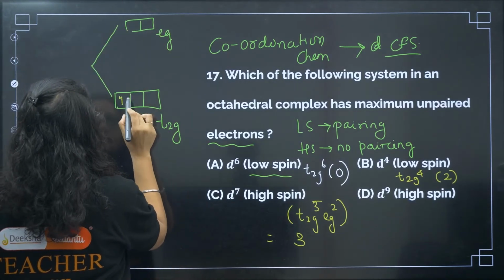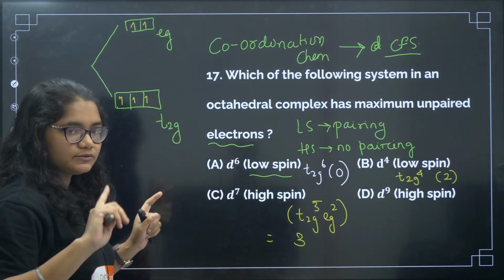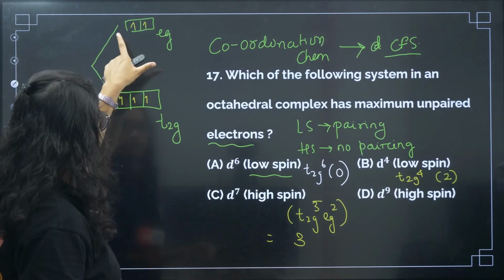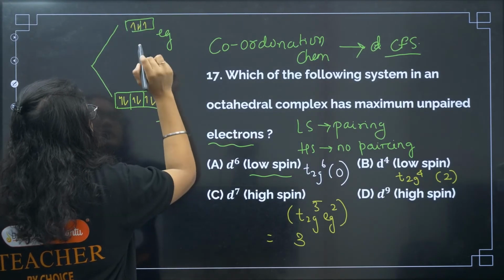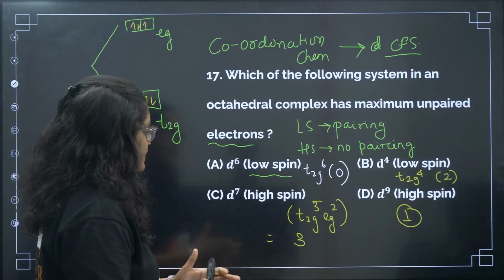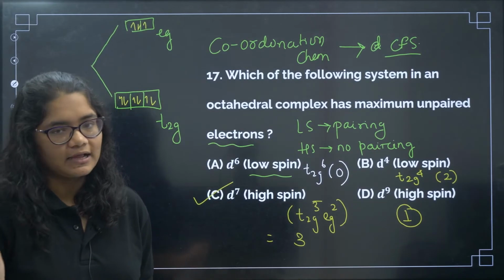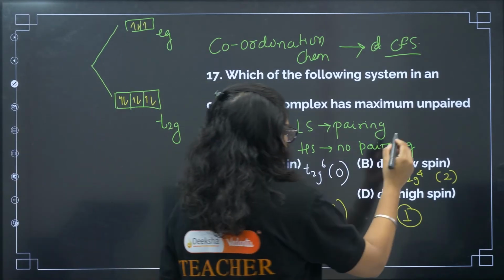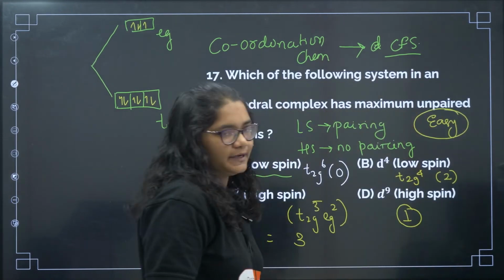D9. So we have 1, 2, 3, 4, 5, right? Because it is high spin, so no pairing will take place. 1, 2, 3, 4, 5. Then I have 6, 7, 8, and then 9. So I have 1 unpaired electron here, right? So you can see which is having the maximum number of unpaired electrons. That is option number C, D7 high spin. Okay, so this question is again easy if you have understood the concept of crystal field splitting.